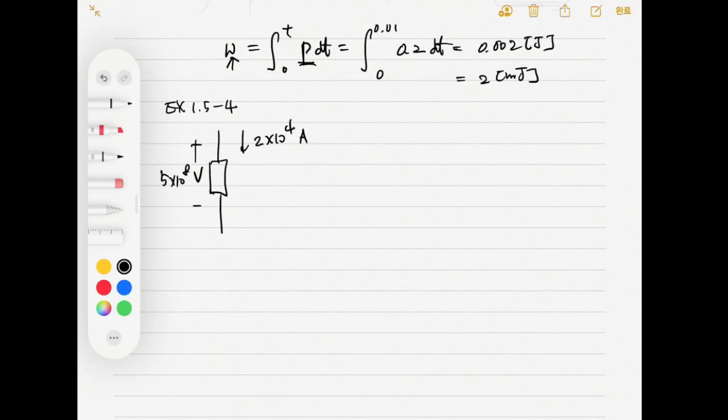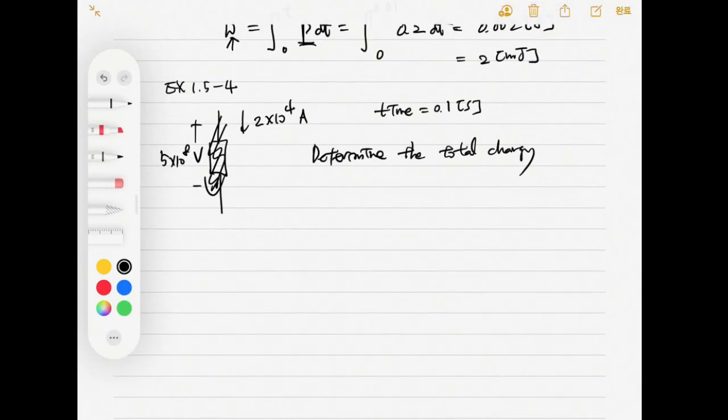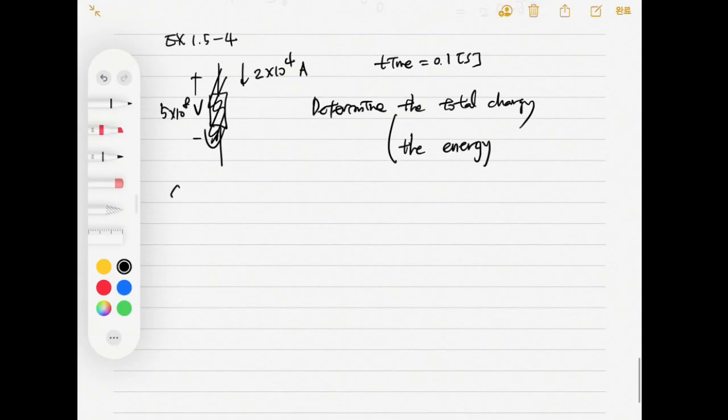And typically the voltage is 5 volts. But typically the thunderbolt duration is 0.1 second. It's a very short time. So determine the total charge by the thunderbolt, and the energy.